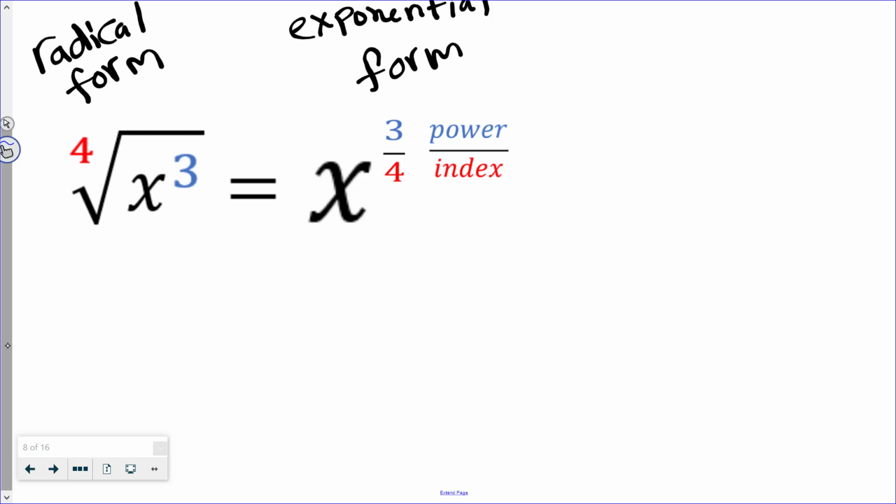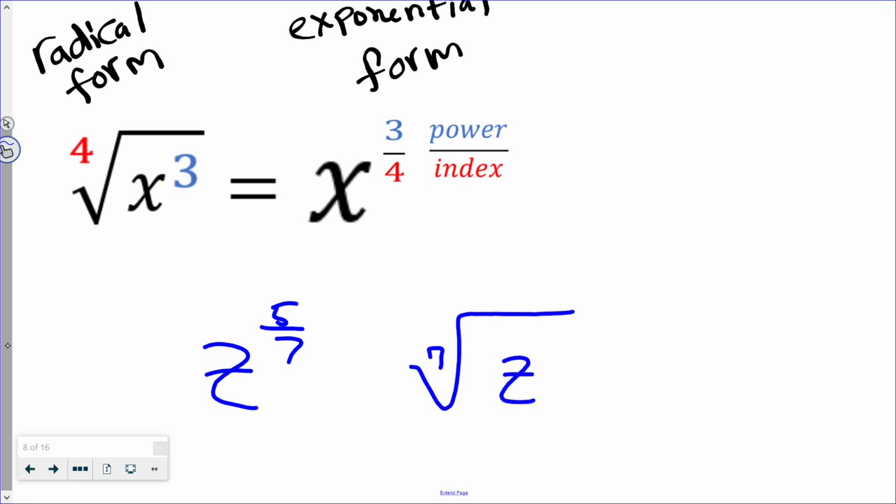What if I give you this here? What form is this here? Exponential form. Antonio, what's radical form? The seventh root with a z to the fifth. There you go. We just say the seventh root of z to the fifth. That's all this says here. It's not hard at all, is it? Radical form, exponential form.